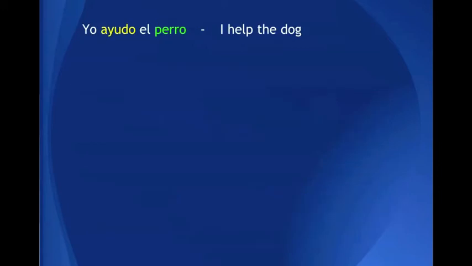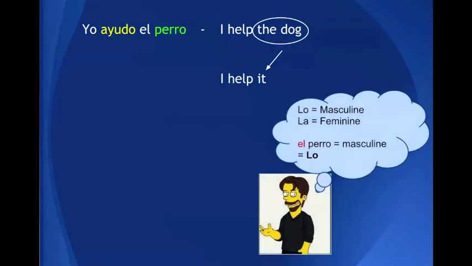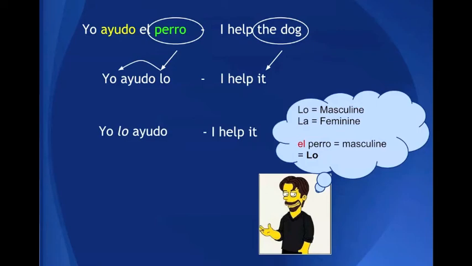Here's the sentence. Yo ayudo el perro, which means I help the dog. El perro is the object, so in English it would be I help it. But now I have to think about which pronoun I'm going to use in Spanish. El perro is masculine, so I would use lo. So it would be yo ayudo lo. Wait. Oh yeah, Spanish is a little different. The pronoun goes before the verb. If I move it in front, it becomes yo lo ayudo. Okay, there we go. I've got to remember that for our test tomorrow.